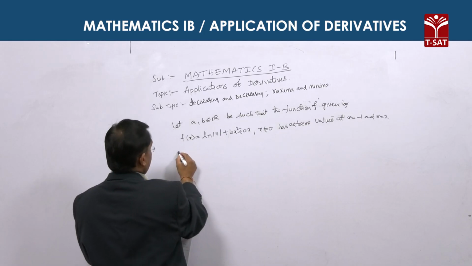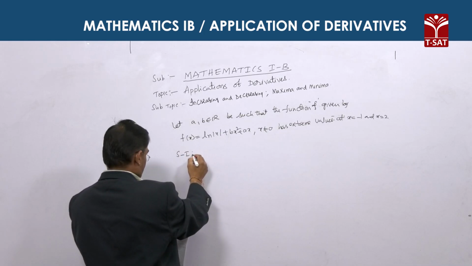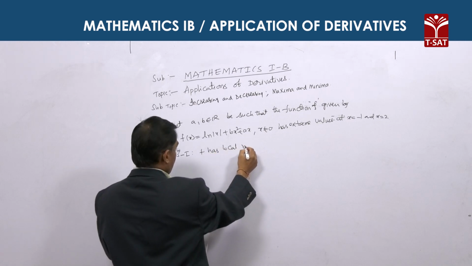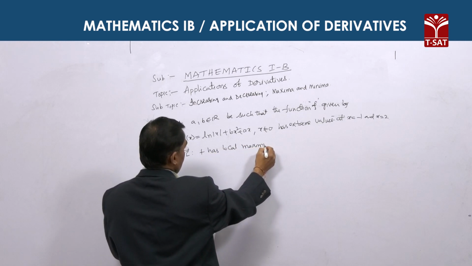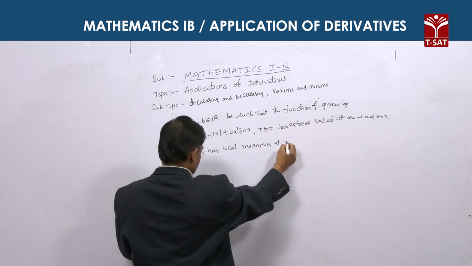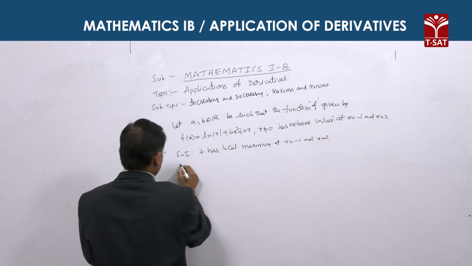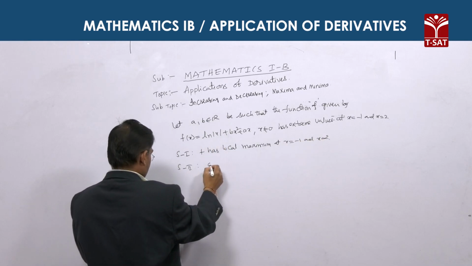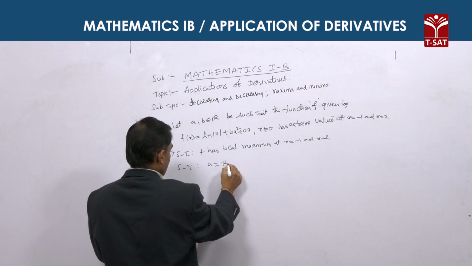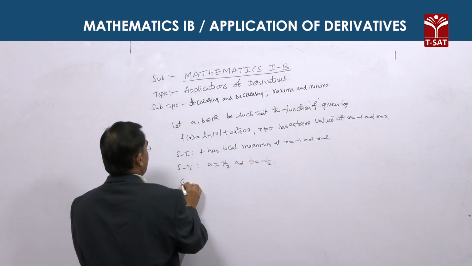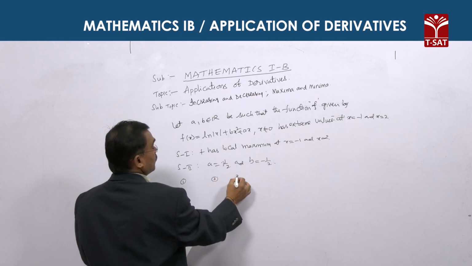Then statement 1: f has local maximum at x equal to minus 1 and x equal to 2. And statement 2: a is equal to 1 by 2 and b is equal to minus half. And the same 4 options are here, 1, 2, 3, 4.